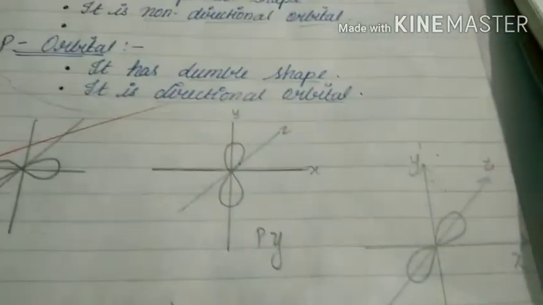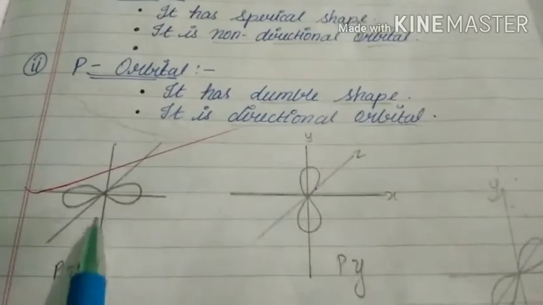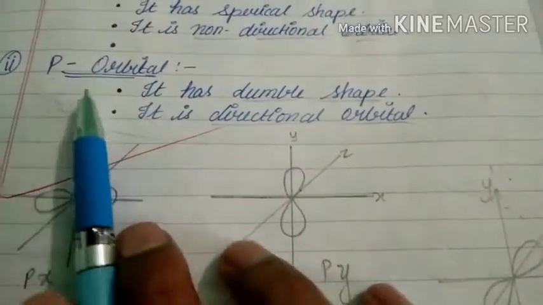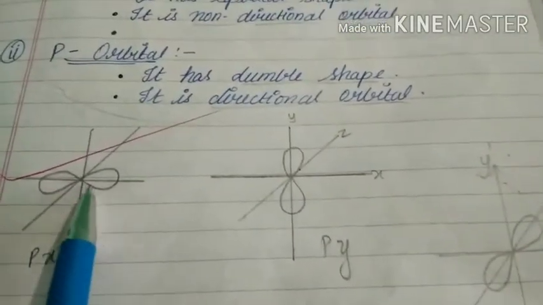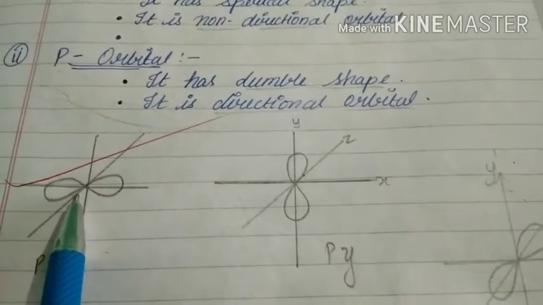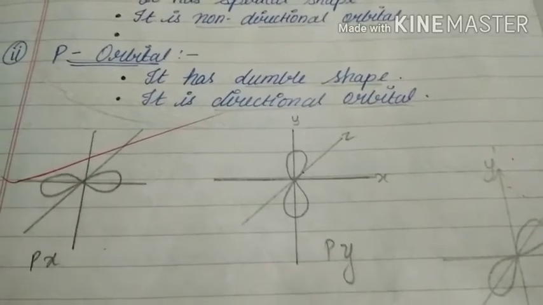Next, in case of p orbital, it has a dumbbell shape. That means this is a dumbbell shape. I discussed already, the p subshell contains 3 p orbitals. They are px, py, and pz. What is the meaning of px? That means that electron density is present on the x-axis. Electron density is not present on the y and z axis. That is the meaning of px.